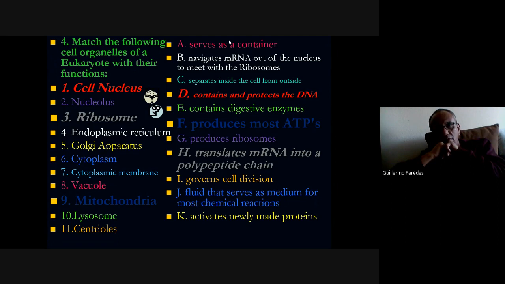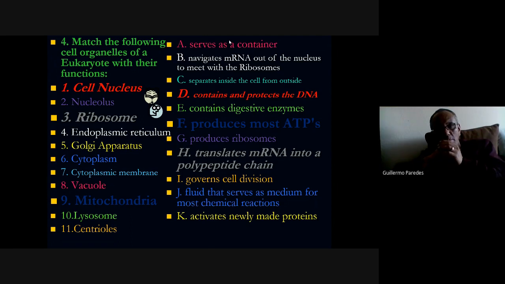Cell nucleus, the nucleus. What is the nucleus? It contains and protects the DNA. Yes, that's what the nuclear membrane is. So it contains basically the DNA. Number two, the nucleolus. The nucleolus is the one that produces the ribosomes, especially the messenger RNA. The ribosomes are the cards on Segway, they are going to translate messenger RNA into a polypeptide chain. What is polypeptide? Poly means multiple. Peptide means amino acids. Yes. Number four, endoplasmic reticulum. The endoplasmic reticulum is the one that navigates the messenger RNA out of the nucleus to meet with the ribosomes, nice or not. Okay, you okay with that?